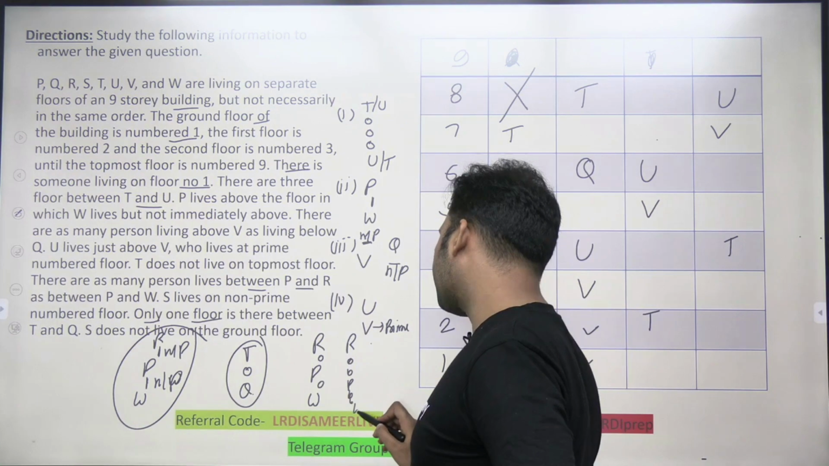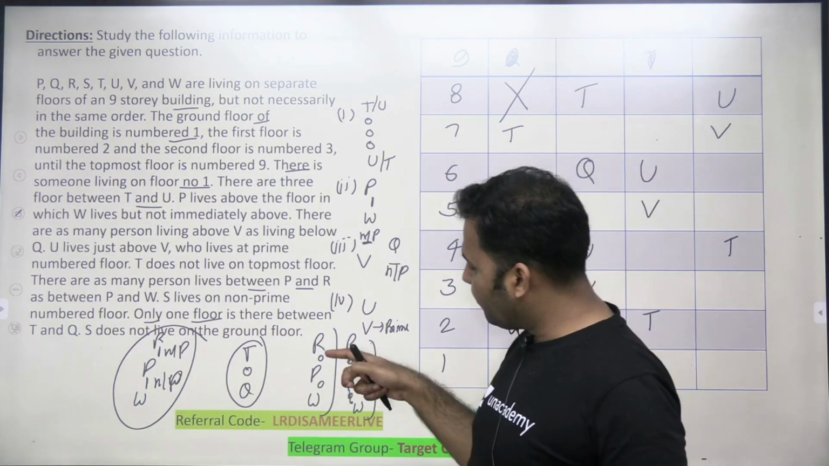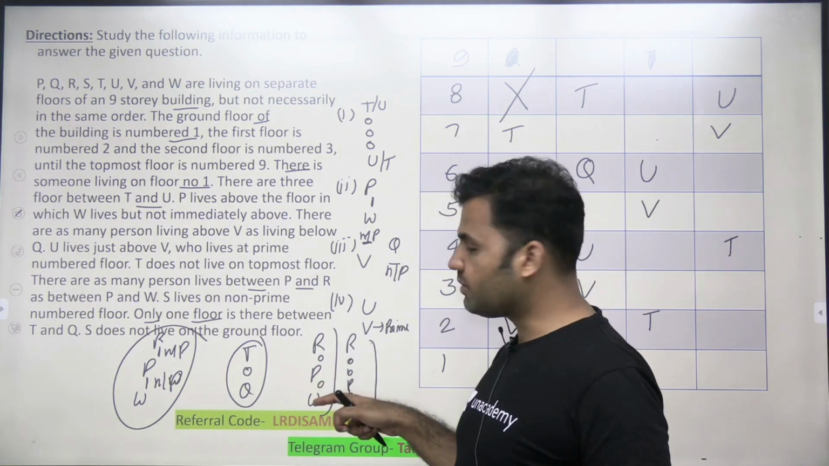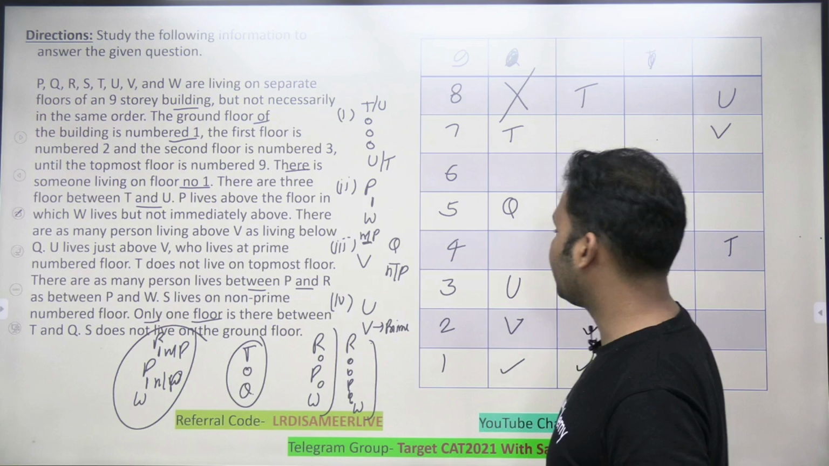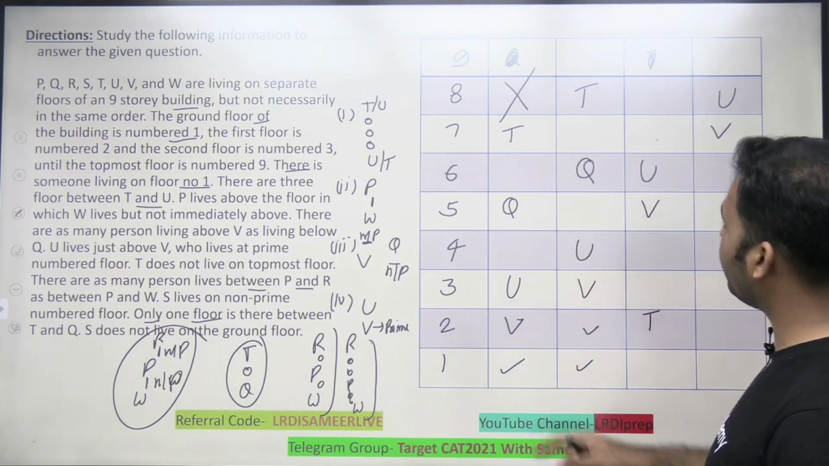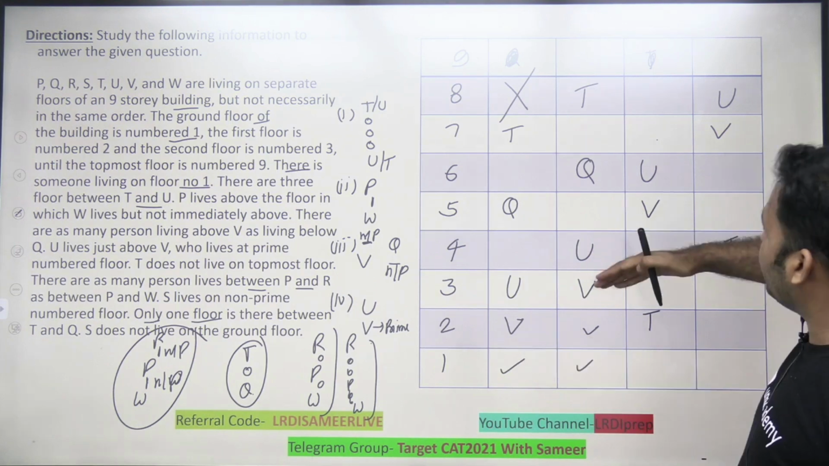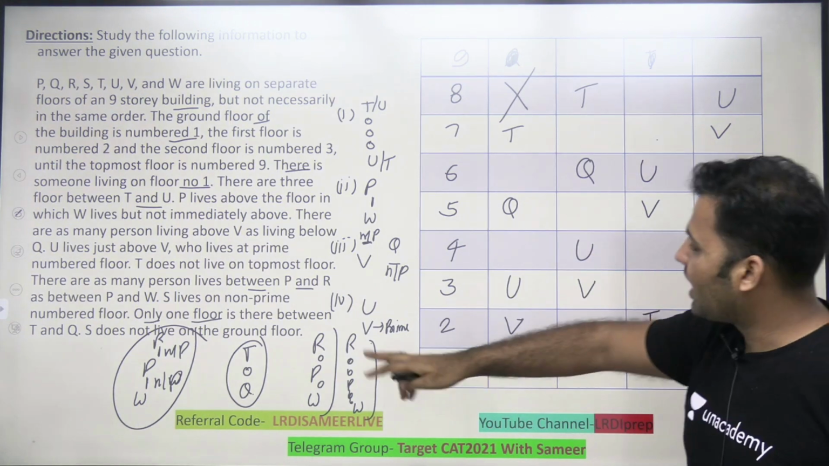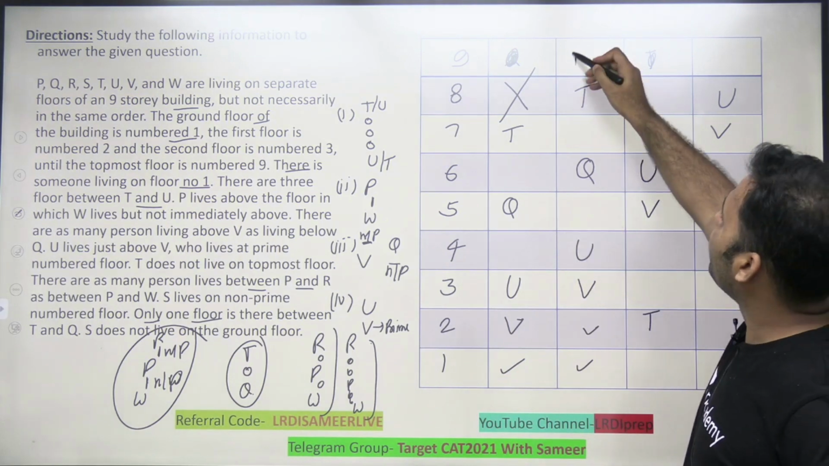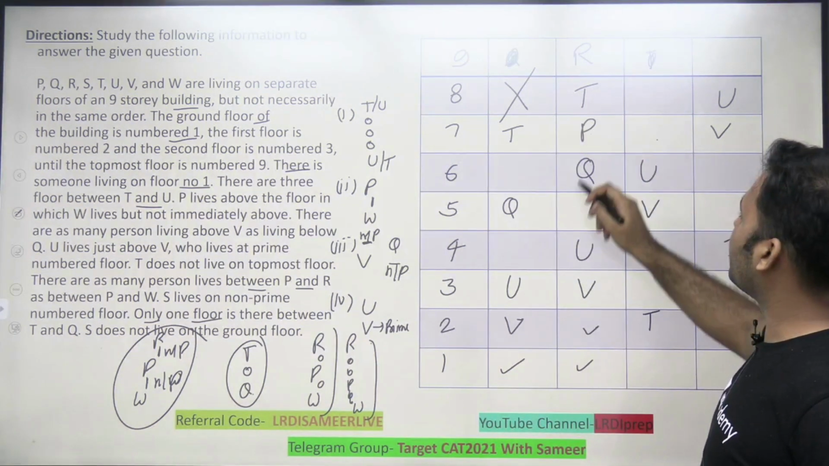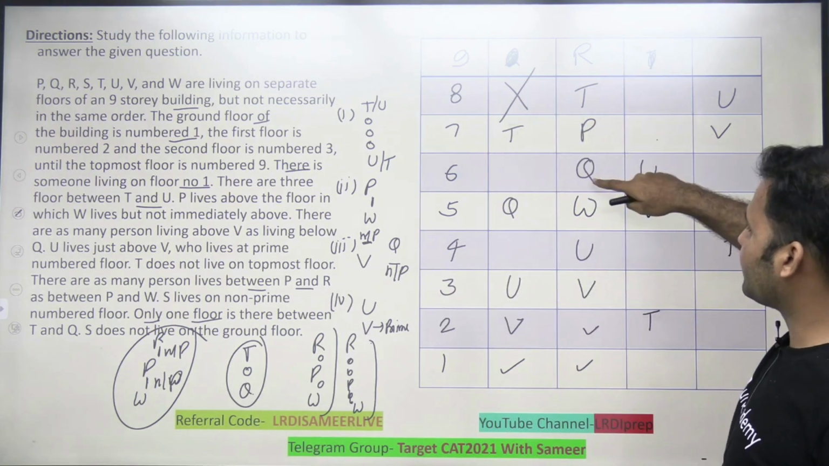So I need this position, right? To satisfy this condition, I need either a gap of 1 floor between R and P and then 1 floor between P and W, or I need a gap of 2 floors between R and P and between P and W, right? 3 floors is obviously not possible because we have a total of 9 floors and 1 floor is vacant. Now, do we have a case here where I can position R, P, and W in this way? The only way to do it is if I place R here, P here, and W here. Only in this case, this condition can get satisfied.